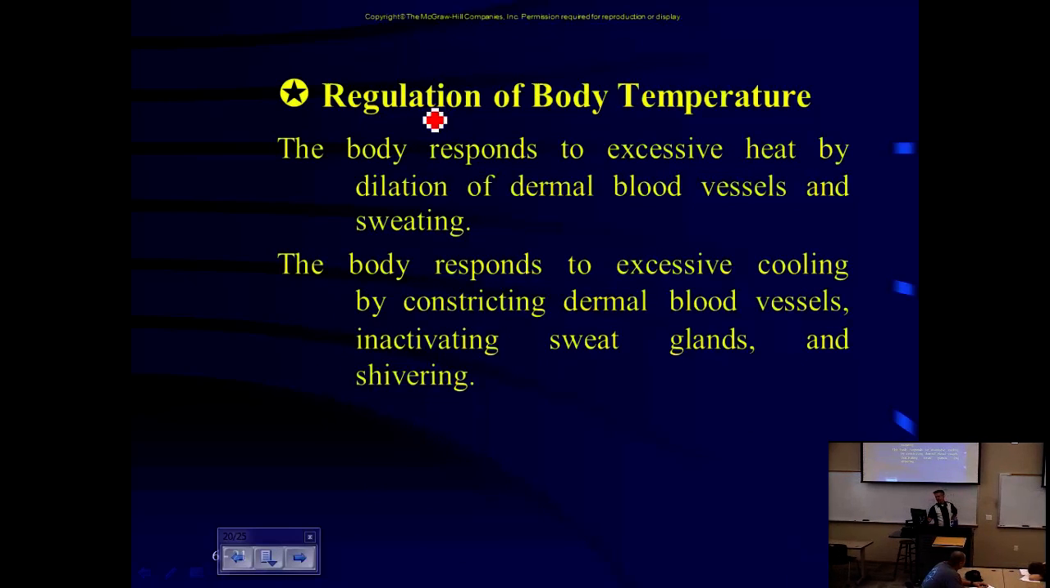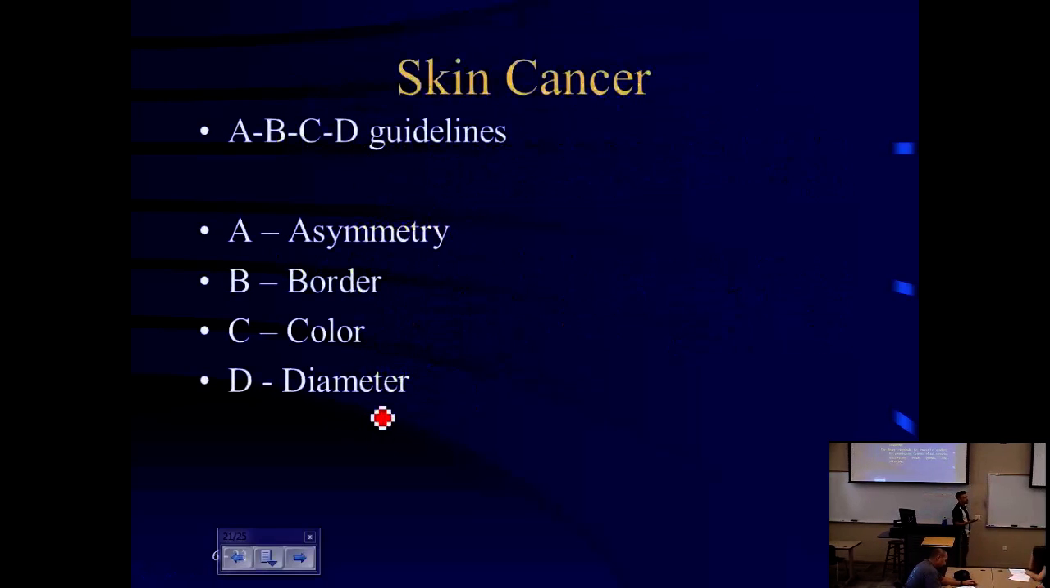Alright, so like we said, skin helps to regulate body temperature. We can dilate our blood vessels and we can sweat in order to get rid of heat. We can constrict the dermal blood vessels, inactivate the sweat glands, and even shiver to create heat if we need to. So it's going to be a balance of those types of activities in order to help maintain internal temperature.